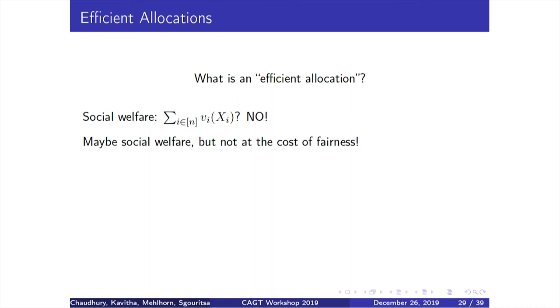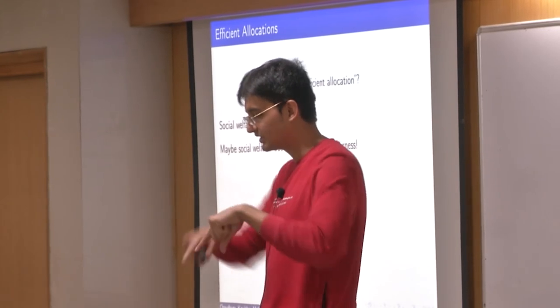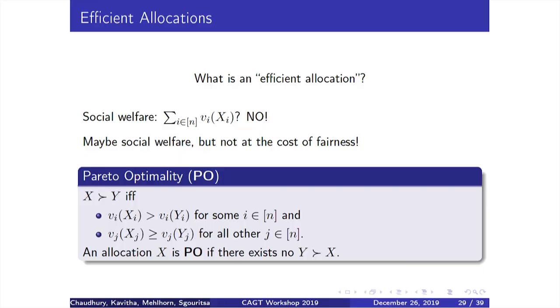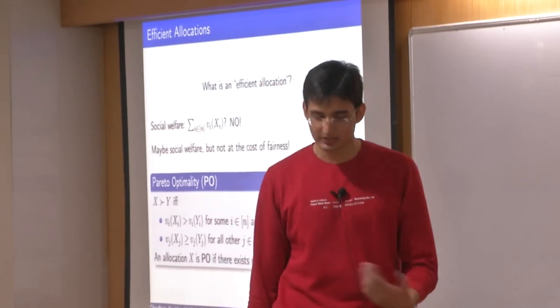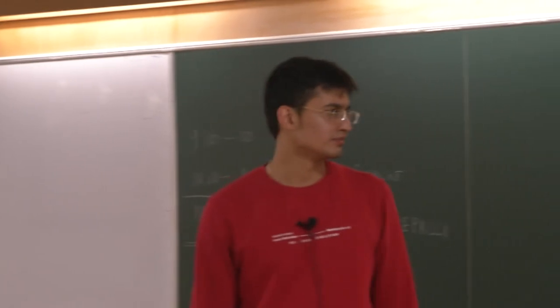So maybe a thing to look at is social welfare, but not at the cost of fairness. If I can improve a particular person without decreasing the valuation of the others, maybe this can be a good measure of efficiency. This is what we call Pareto optimality. You say that an allocation X Pareto dominates an allocation Y if one agent is strictly better off in X than in Y, and the other agents are at least the same. And an allocation is said to be Pareto optimal if it is not Pareto dominated by any other allocation.